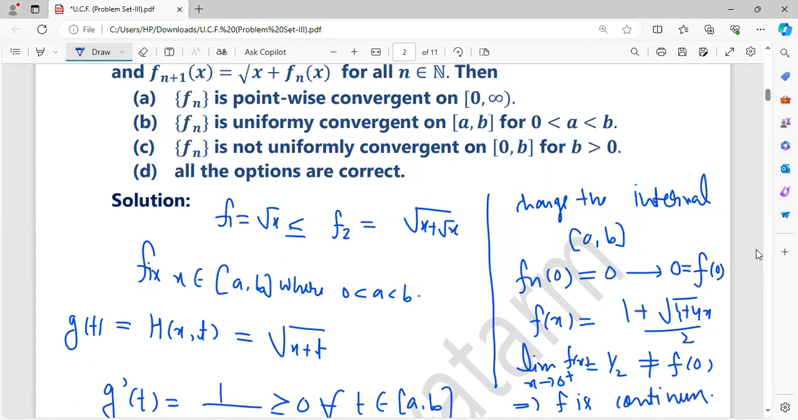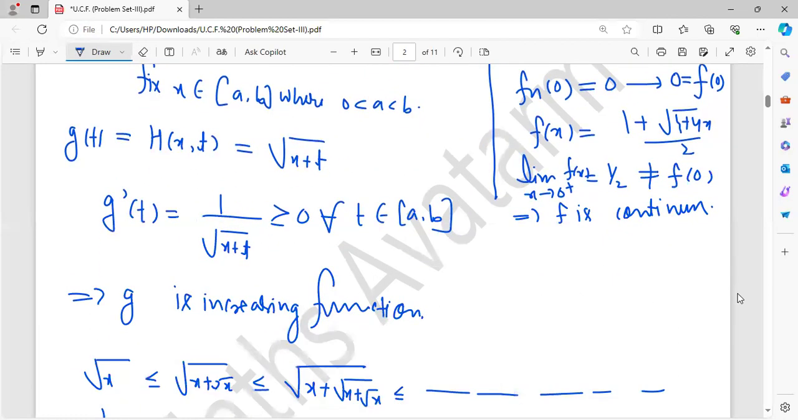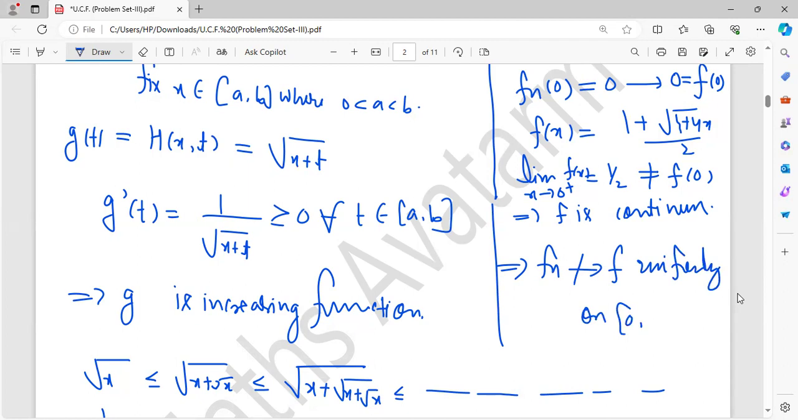Each f_n is continuous on closed interval 0 to b, and f is not continuous on closed interval 0 to b. What does it mean? f_n cannot converge uniformly on closed interval [0,b]. Okay, it means f_n does not converge to f uniformly on closed interval [0,b]. Okay, so which option is correct?